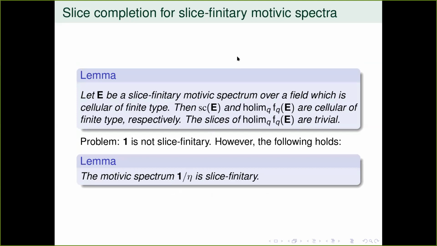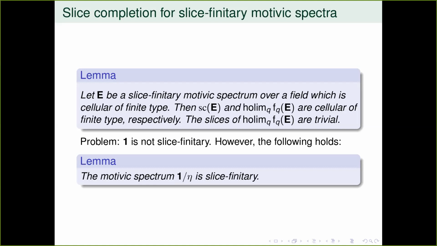This technical definition works to prove the following lemma. If you have something which is cellular of finite type and slice finitary over a field, then also the slice completion and the homotopy limit over all Qs of the Qth effective covers are again cellular of finite type, and the slices of this homotopy limit of the Qth effective covers will be trivial.